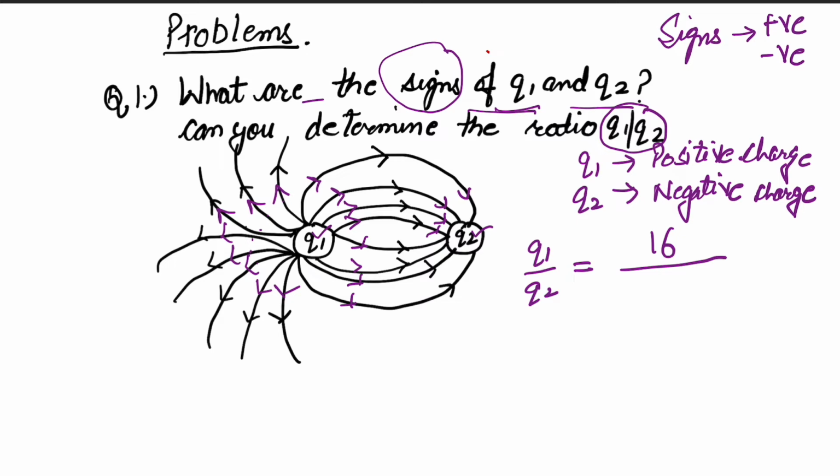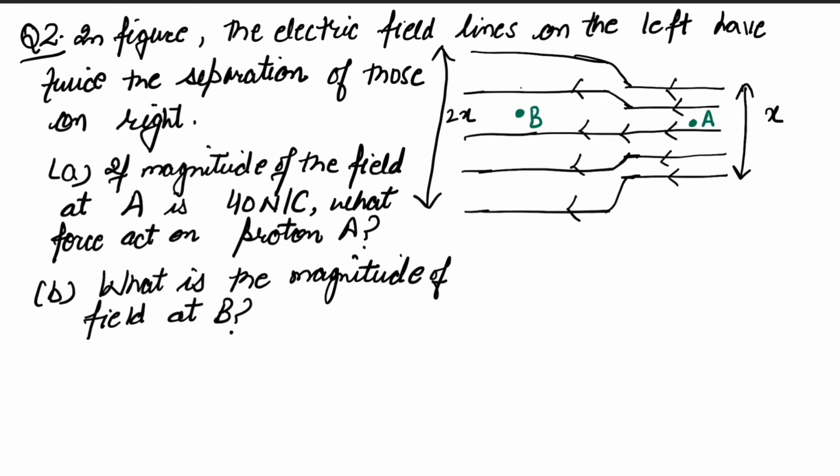For Q2, total 8 lines are entering inside. So, it is 16 by 8. So, you have your answer 2. So, Q1 by Q2 is equal to 2. So, you have determined the second portion also, that can you determine the ratio of Q1 by Q2? Q1 by Q2 is equal to 2. Now, let us move to the second problem.